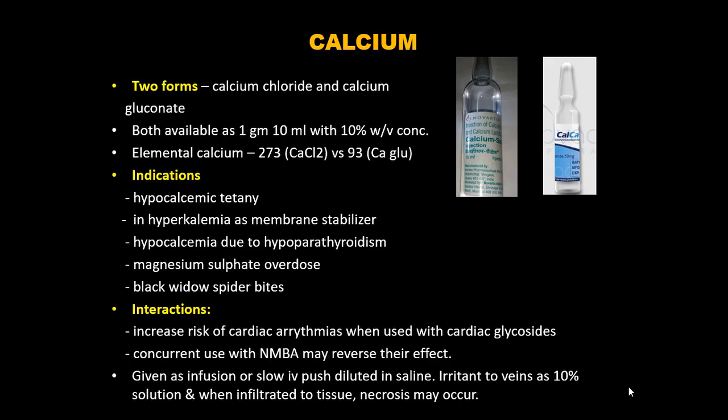Calcium, two formulations are available, calcium chloride and calcium gluconate. Both are available as 10 ml, 10% weight by volume concentration. The calcium chloride contains 3 times the elemental calcium concentration in comparison to calcium gluconate. Indications are hyperkalemia as a membrane stabilizer, hypocalcemic tetany, hypocalcemia due to hypoparathyroidism, and magnesium sulfate overdose. The clinical interaction we encounter in ICU is increased risk of cardiac arrhythmia when you use it with digoxin, and concurrent use of neuromuscular blocking agents may reverse their effect.